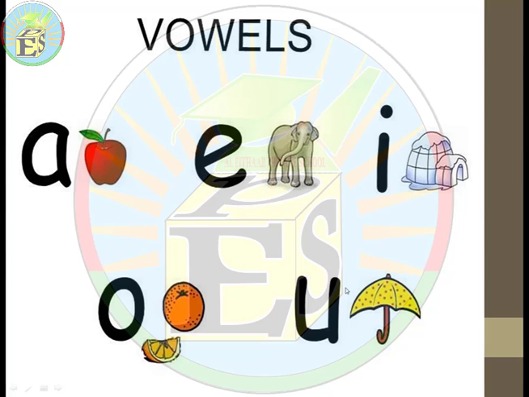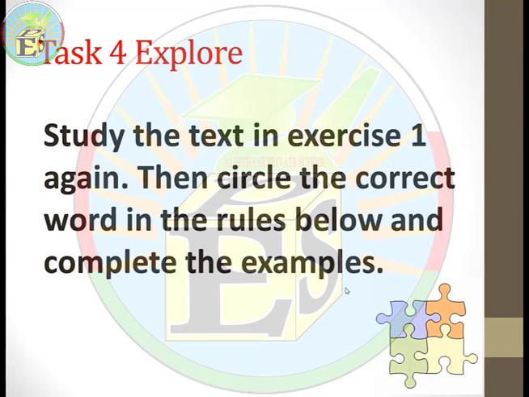Right now let's move to task number 4, and here we have to study the text in exercise 1 again. So we have to go back to the text that we have read, and then circle the correct words in the rules below and complete the examples. Alright?